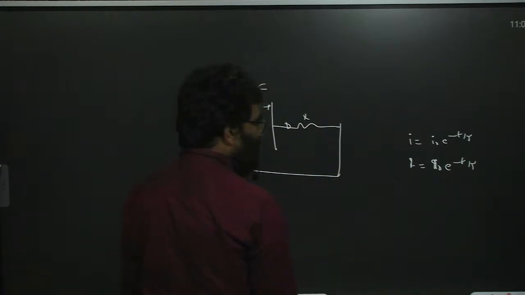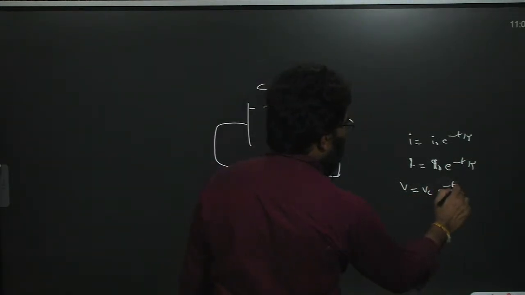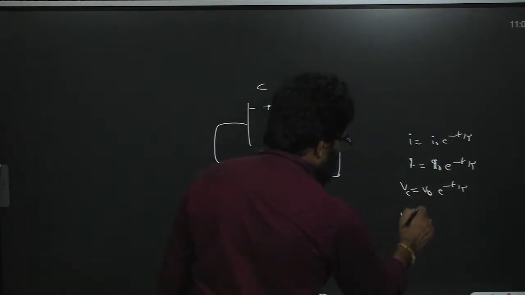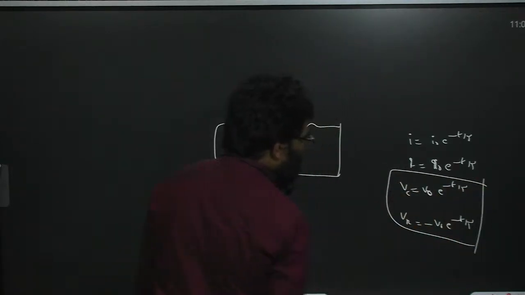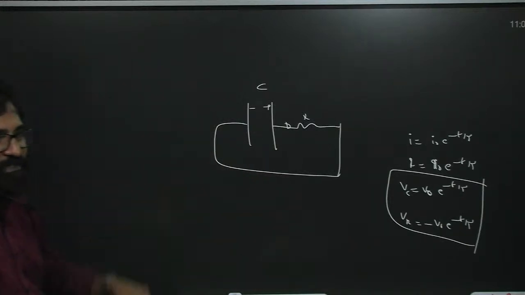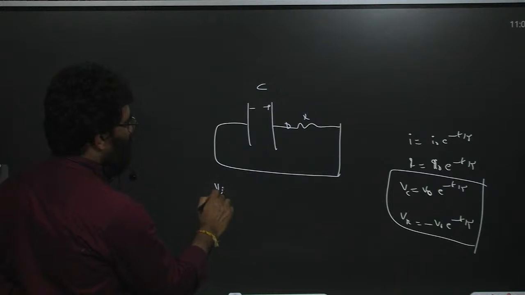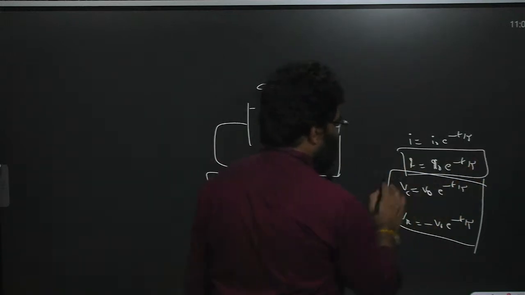So the voltage across the capacitor becomes what? V is equal to Vc into e power minus t by tau. And the resistor voltage VR is equal to minus V naught into e power minus t by tau. By using Kirchhoff's laws, since there is no external source, the potential drop will be 0. VR plus Vc is always 0. Like this, in discharging mode, the charge is like this.